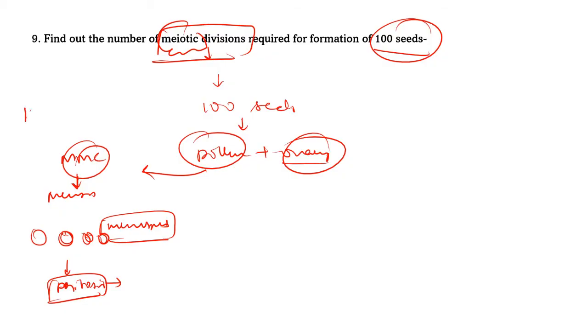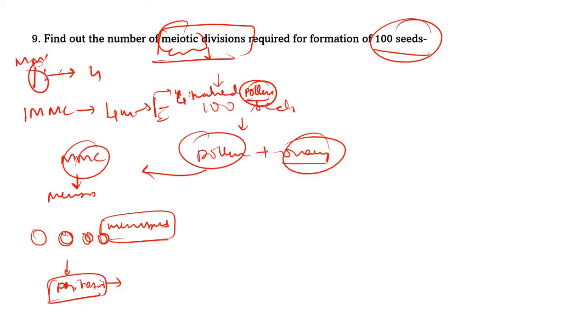That is, one microspore mother cell will give 4 microspores, and these will become 4 matured pollen grains. It is simply a 1:4 ratio. One microspore mother cell gives 4 pollen grains at the end. So this was the case for pollen. Now let us talk of the ovary.